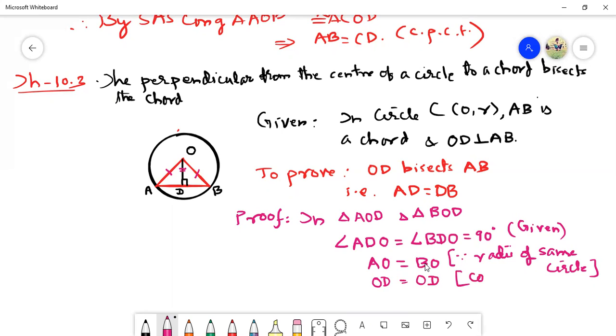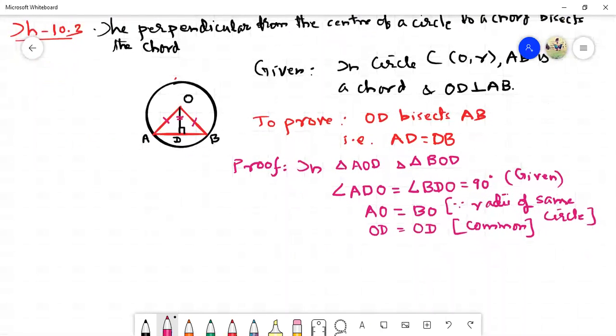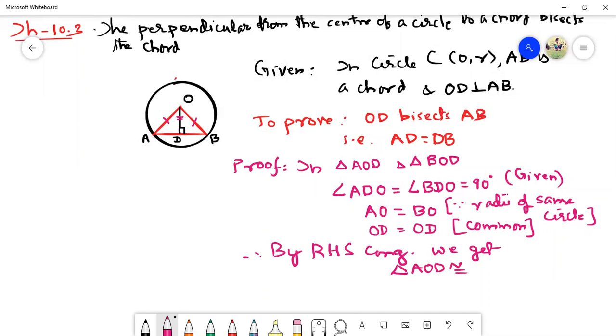This is a common side. So therefore, by RHS congruency, we get triangle AOD is congruent to triangle BOD.